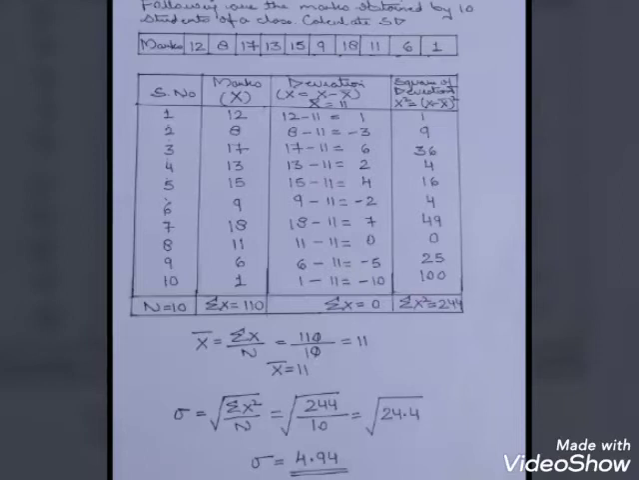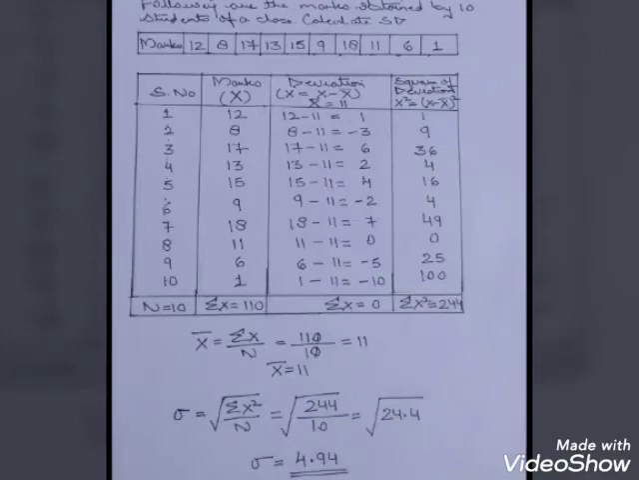So 1 comes to 1, the square of 3 comes to 9, the square of 6 is 36, the square of 2 comes to 4, the square of 4 comes to 16, then the square of 2 comes to 4, 7 comes to 49, then 0 will remain 0, 5 comes to 25, and 10 comes to 100. Now you are going to add all these squares of deviation together, that is sigma x square, that comes to 244.